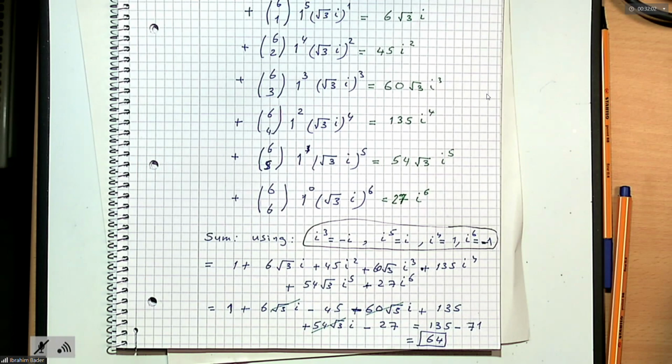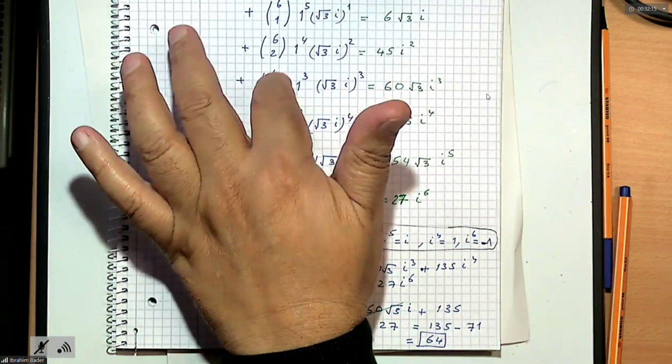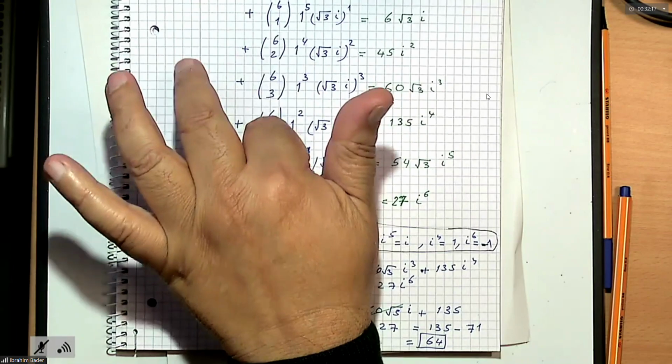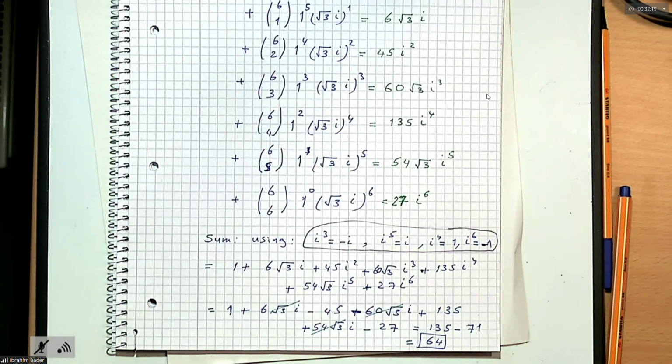So guys online, do you have any question regarding this solution? This here, 6 choose 0, 6 choose 1, 6 choose 2, and so on, is evaluated using the formula 6 factorial over k factorial times 6 minus k factorial.